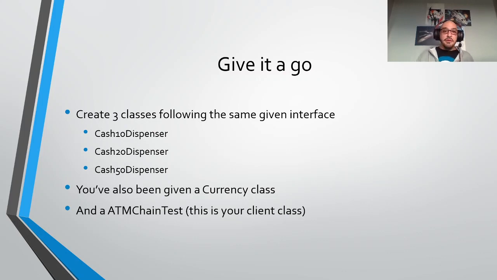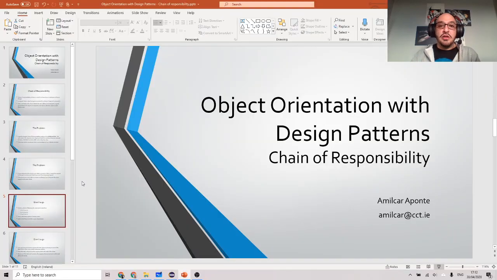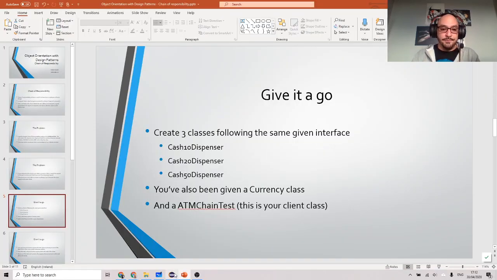Now, I'll give you some code on Moodle for you to try to give this a go. I gave you an interface, and you have to create three classes that are going to implement this interface. These three classes should be Cash10Dispenser, Cash20Dispenser, and Cash50Dispenser. I've also given you a currency class, and an ATM chain test. So let's take a look at that code that I have put up on Moodle for you.